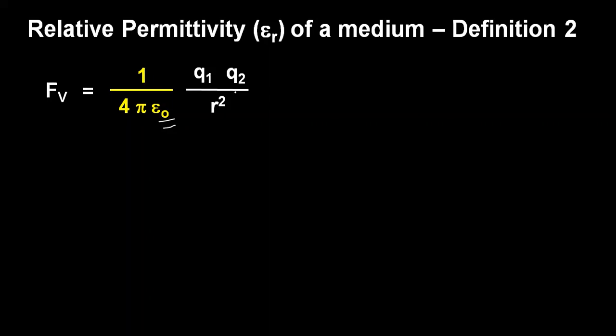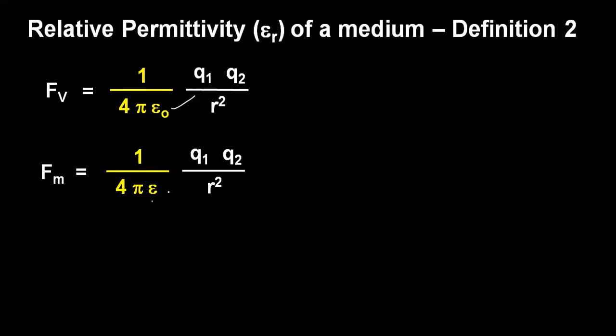Suppose I place these two charges at the same distance in any other medium, then the same formula becomes: force between two charges in a medium is given by 1 by 4 pi into, you have to replace epsilon naught by the permittivity of the medium in which the two charges are located. If I place it inside water, then epsilon naught should be replaced by the permittivity of water. If I place it inside mica or oil, then the permittivity of air or vacuum in this formula should be replaced by epsilon, that is the permittivity of oil. So F sub m is given by 1 by 4 pi epsilon into Q1 Q2 over R square.